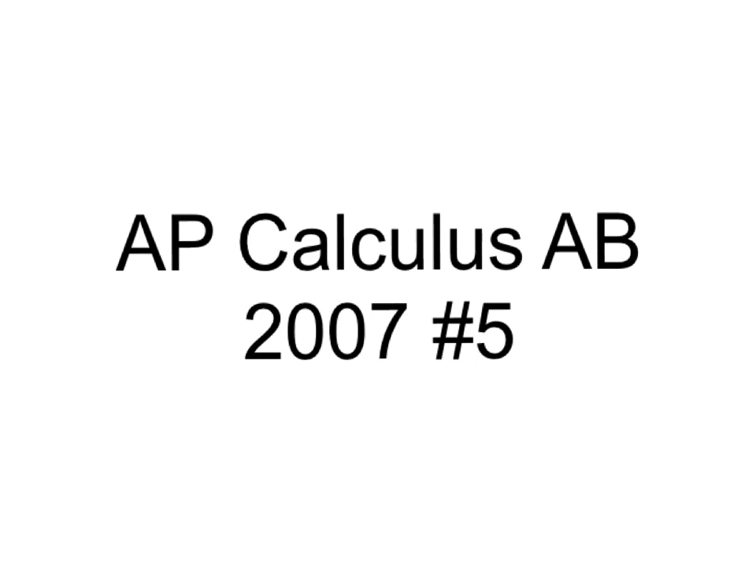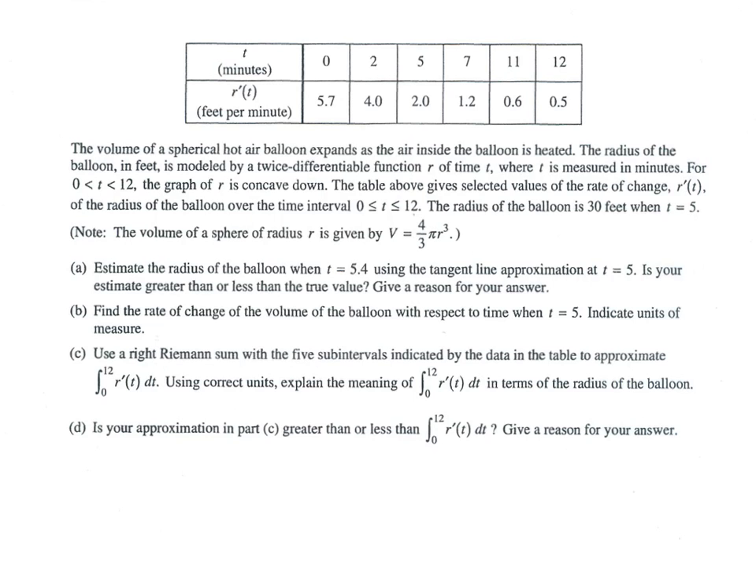This is number 5 from the 2007 exam. So we're given this table of values for R prime up here, and we're told that the volume of our spherical hot air balloon expands as the air inside the balloon is heated. So we've got the radius of the balloon being modeled by a twice differentiable function of time. Here is our domain. We know that the graph is concave down. That could be important. And we've got a table that gives us values of R prime.